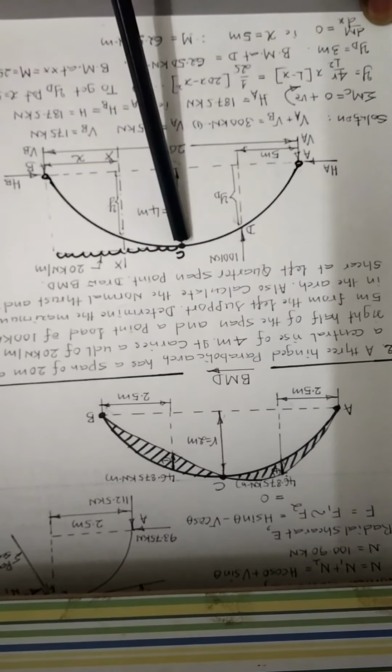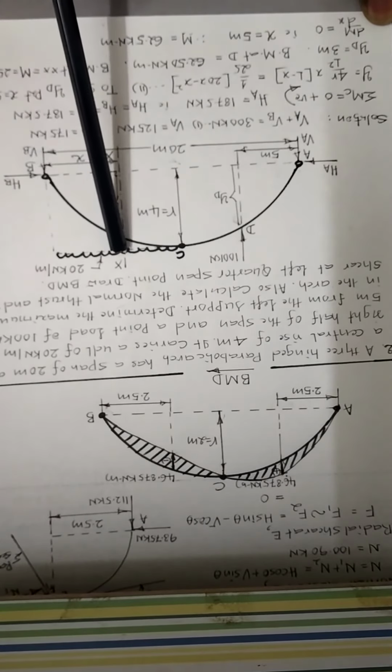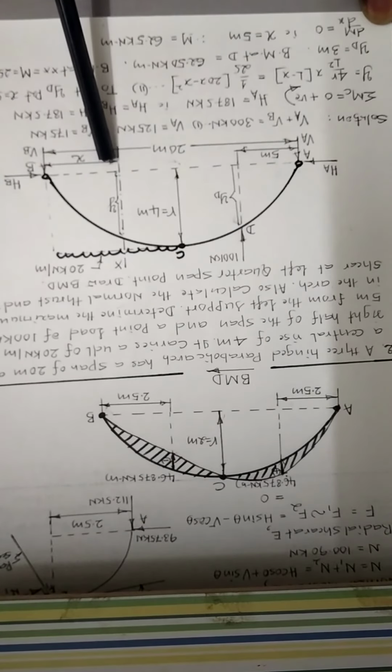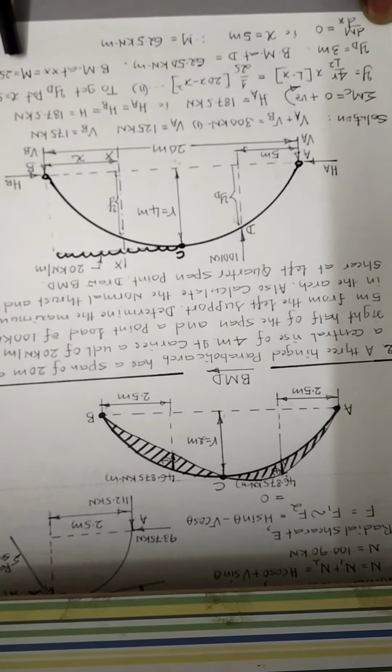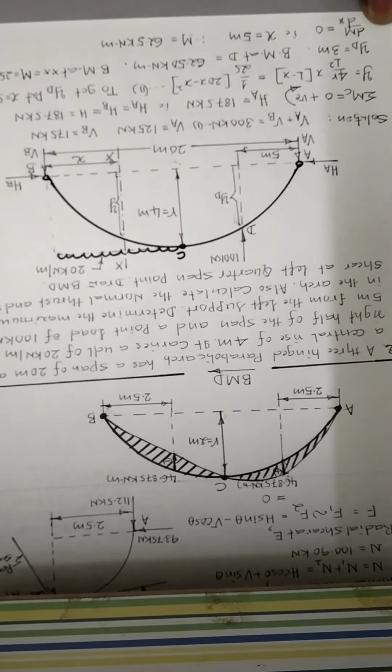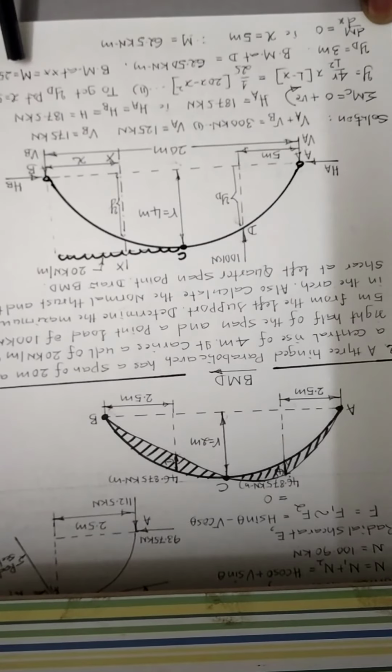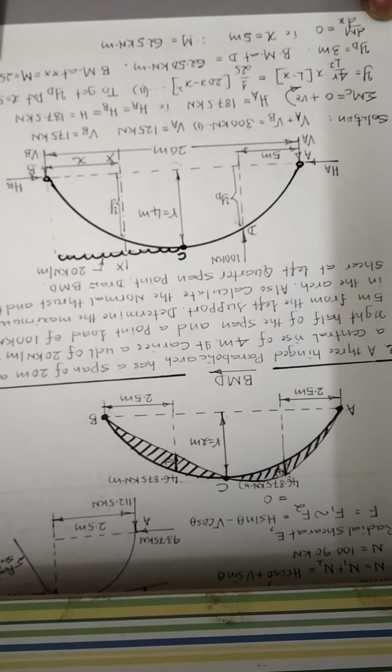Now, considering the portion CB and taking moment about the section between B and XX, the value of the bending moment at XX is M, that is equal to 25x minus 2.5x squared. Call this equation number 3. For M to be maximum, the necessary condition is that dM by dx is equal to 0. Differentiate this equation with respect to x and equate it to 0. Solve for x. X is equal to 5 meter.